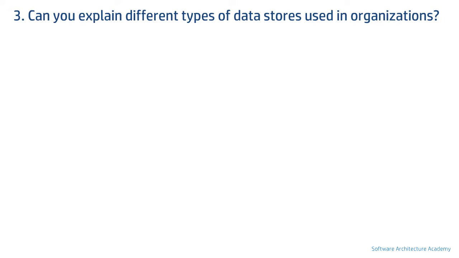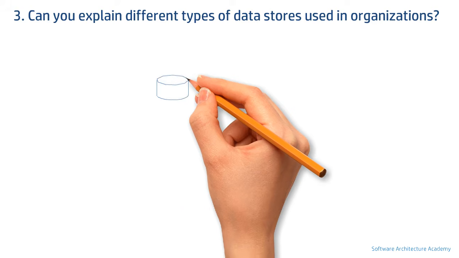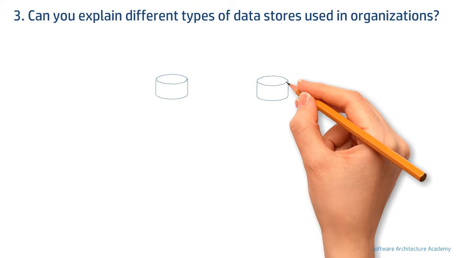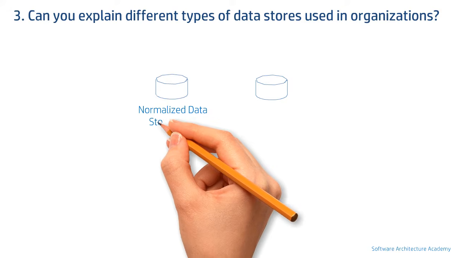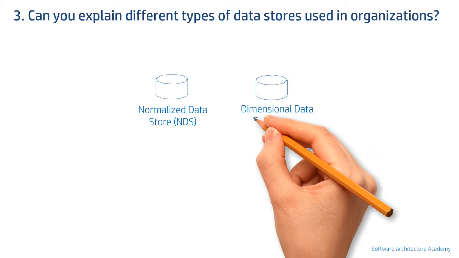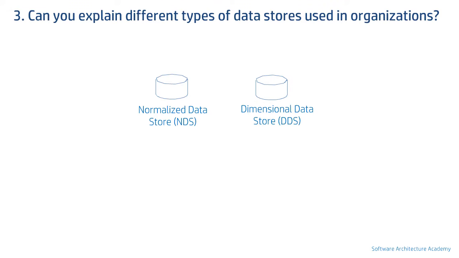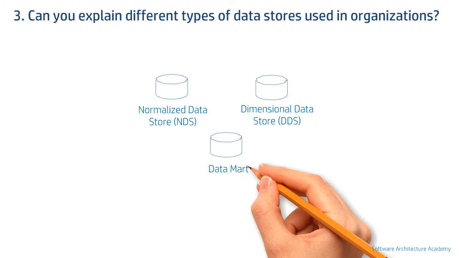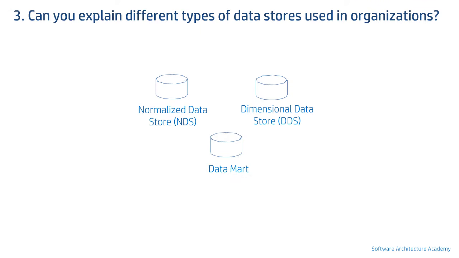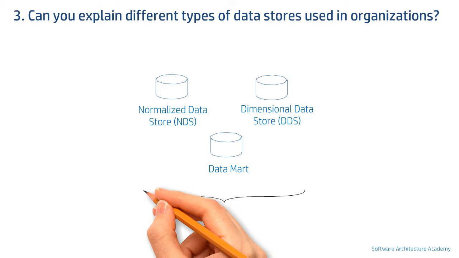Let's start with two of not so famous ones. Normalized data store, also known as NDS, which is a data store built using normalized data modeling, and dimensional data store, or simply DDS, which is built using dimensional modeling. Data mart is a popular store which is considered as a subset of a data warehouse and is domain or subject oriented, that is, caters to a single business. It is usually a dimensional store and is at times also known as dimensional data mart.